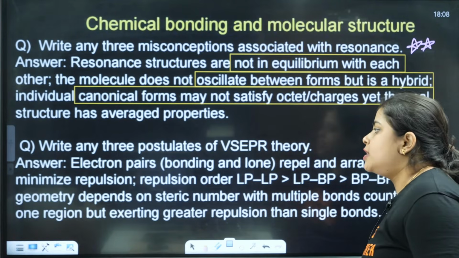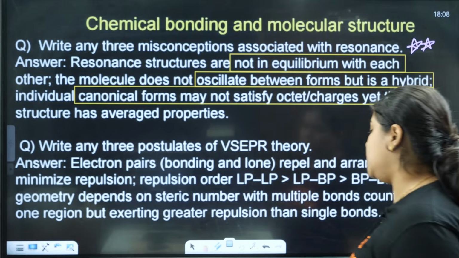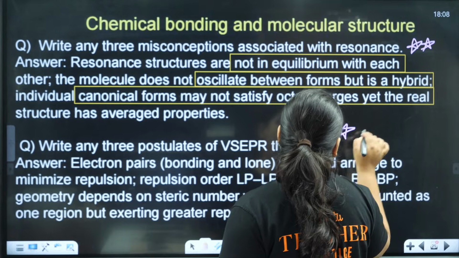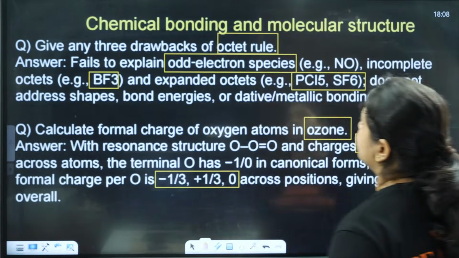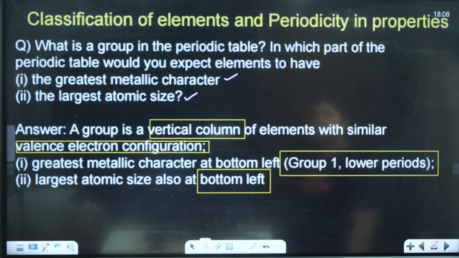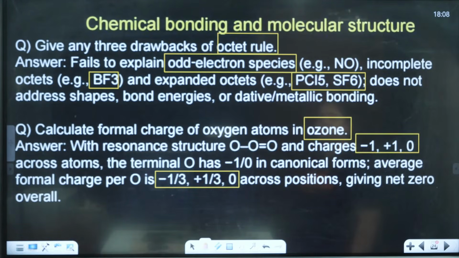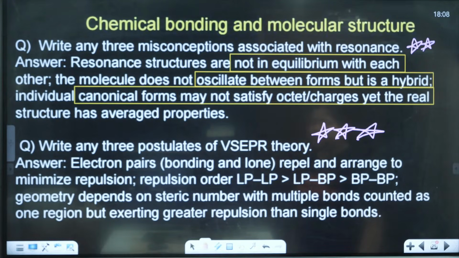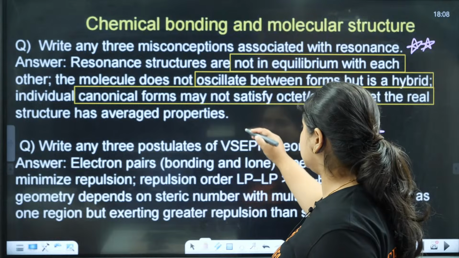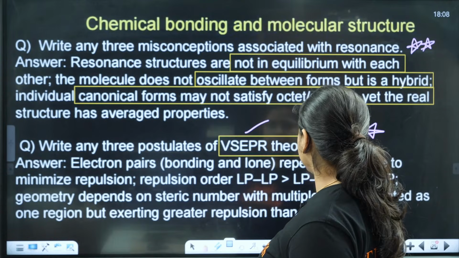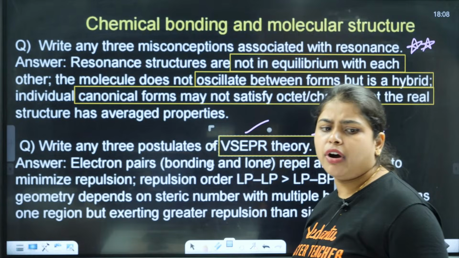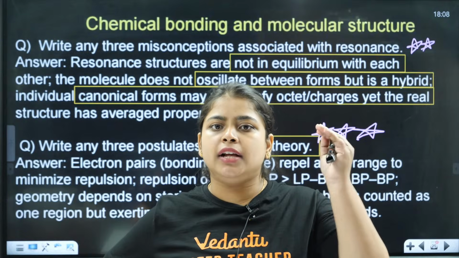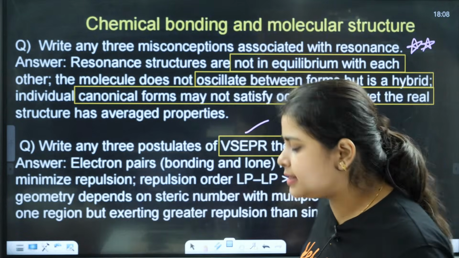Okay, so next is write the three postulates of VSEPR. Short question. VSEPR is a 100% question in chemical bonding. Practice VSEPR theory. Not only in the 3 marks, they will be asking it in the 5 marks also, in the form of parts.